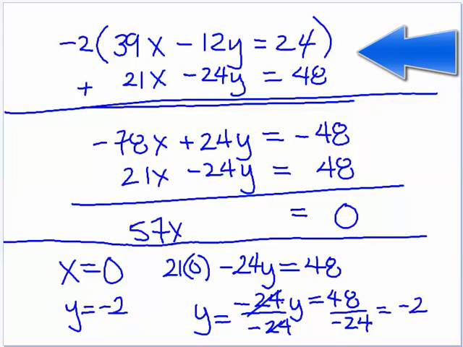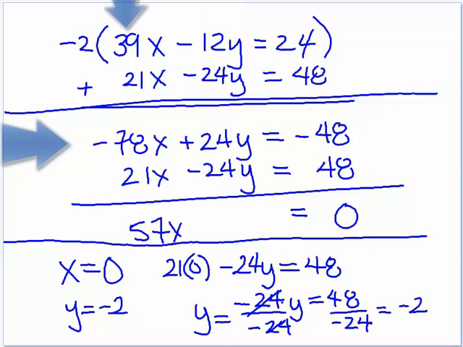So here they are. 39x minus 12y is equal to 24. 21x minus 24y is equal to 48. We decided we were going to get rid of the y's because that's a lot easier. A lot easier to just multiply the top line by negative 2. That'll give this a positive 24y, and that'll cancel with this 24y. So negative 2 times 39x is negative 78x. Negative 2 times negative 12y is positive 24y. And negative 2 times 24 is negative 48.